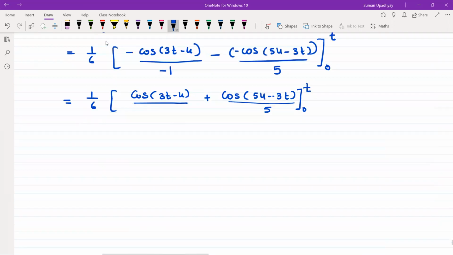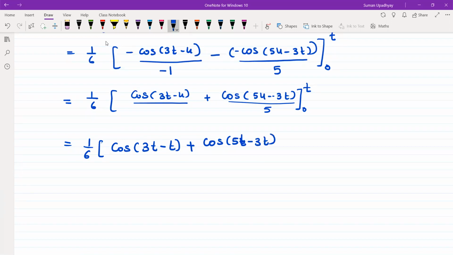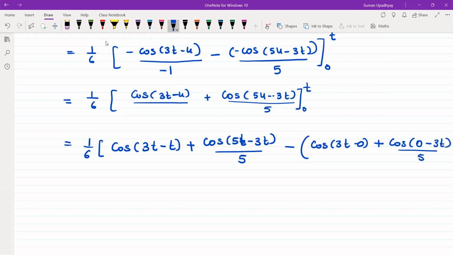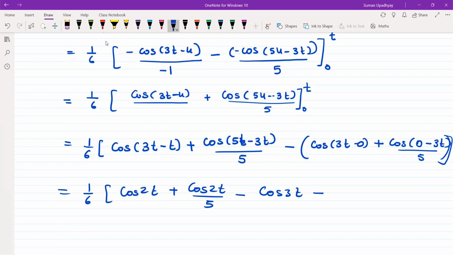Now next, we are going to put the limit. Put the upper limit first. So 1 upon 6 is out. 3t minus t, plus cos 5t minus 3t upon 5. Then minus, now you put the lower limit in place of u, so it is going to be cos of 3t minus 0, then plus cos of 0 minus 3t upon 5. Now we are going to simplify. So 1 upon 6 cos 3t minus t will become cos 2t, plus cos 2t upon 5, minus cos 3t minus 3t upon 5.